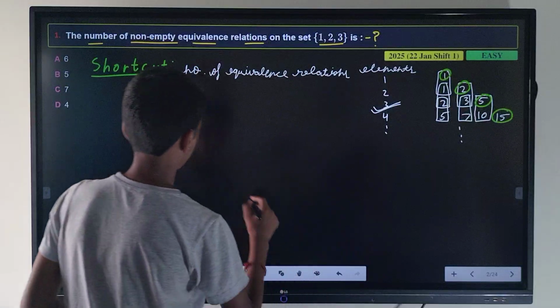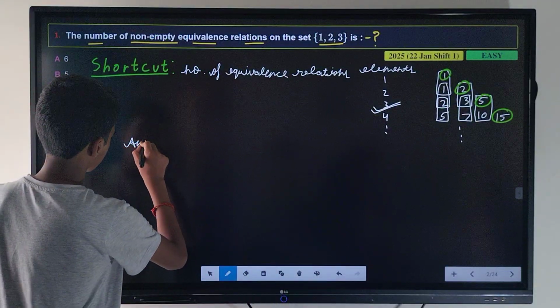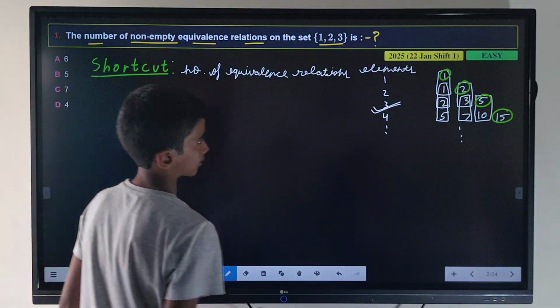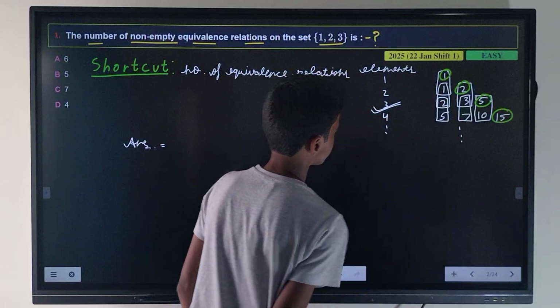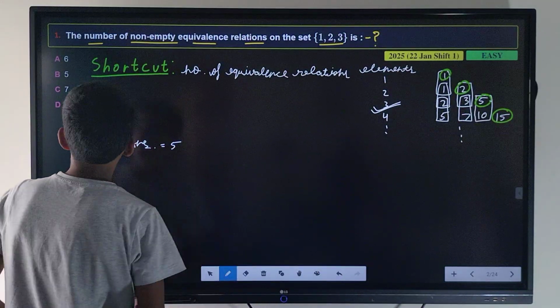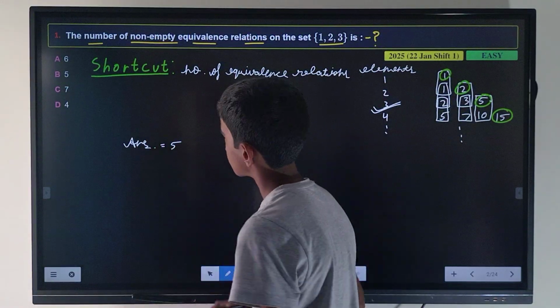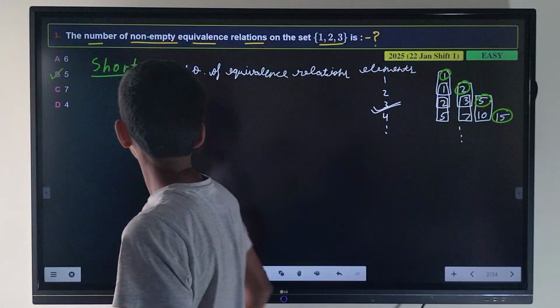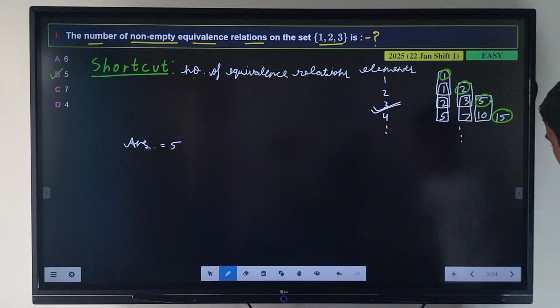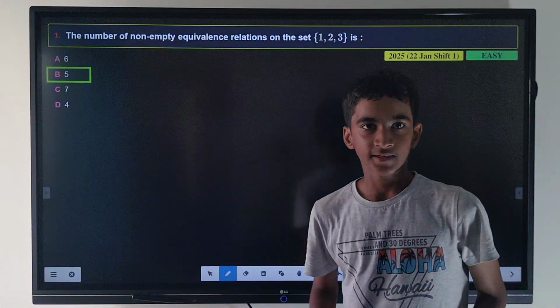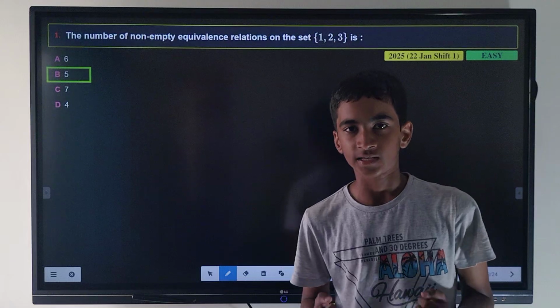So from here our answer is equal to 5, which comes in option B. So our option B is correct. And here is the solution and we can see that our answer is correct.